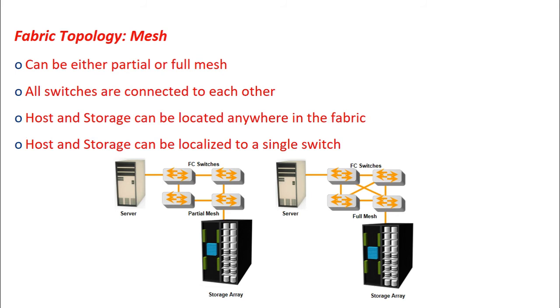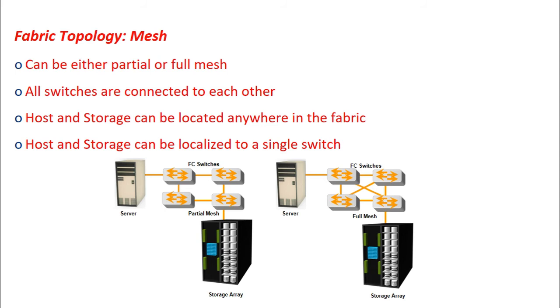A full mesh topology may be appropriate when the number of switches involved is relatively small. A typical deployment would involve up to 4 switches or directors, with each of them servicing highly localized host to storage traffic. In full mesh topology, a maximum of one interswitch link or hop is required for host to storage traffic.